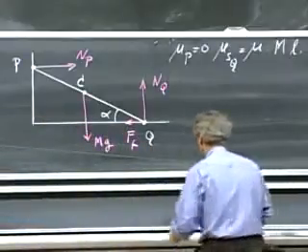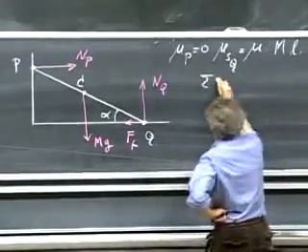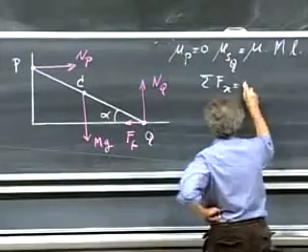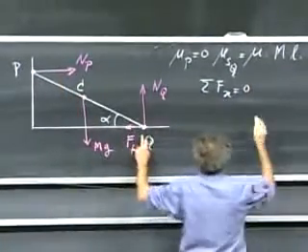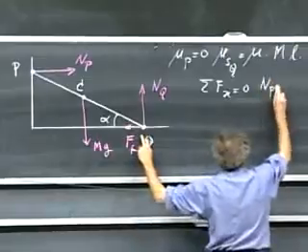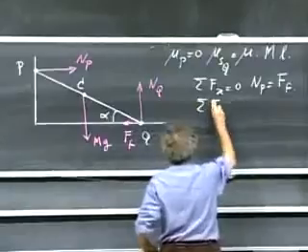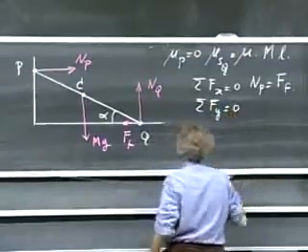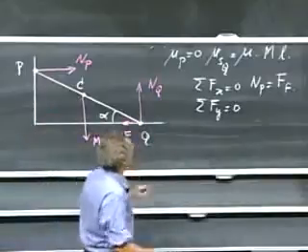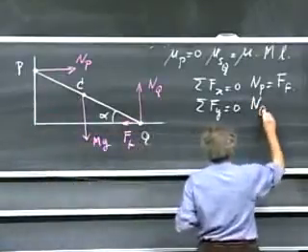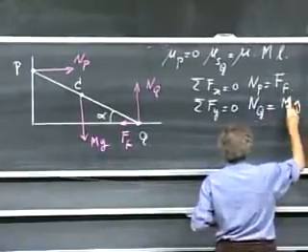And now we can start our exercise, and we can say, all right, the sum of all forces in the x direction has to be 0. So that means that N of P must be, in magnitude, the same as the frictional force. Now the sum of all forces in the y direction has to be 0. So that means that mg must be N of Q. N of Q must be mg.